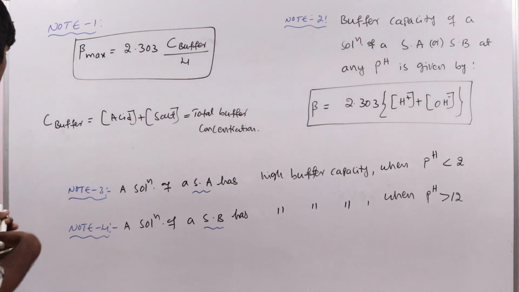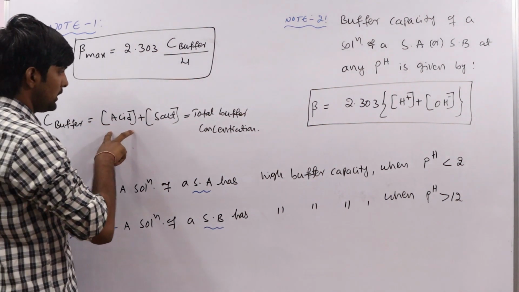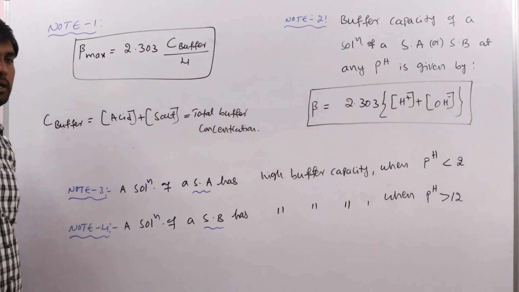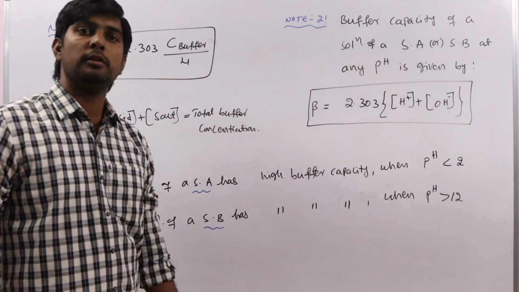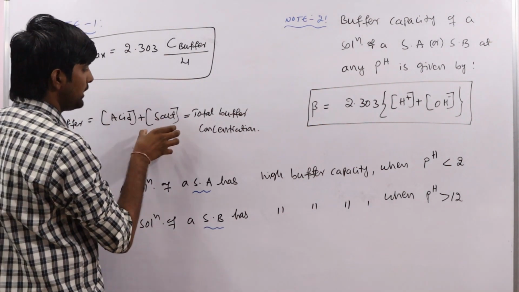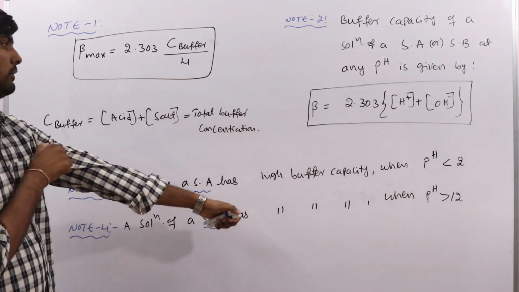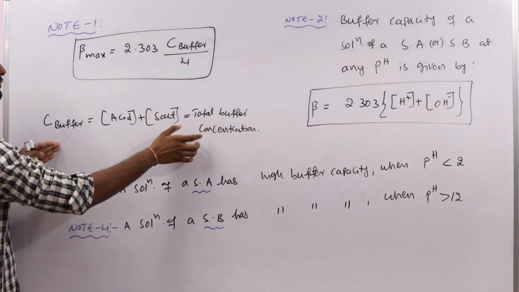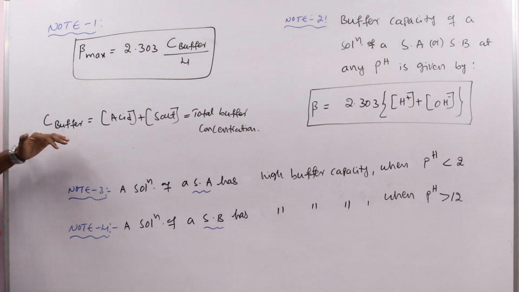What is the concentration of buffer? It is the concentration of acid plus salt, that is the total buffer concentration, if that is an acidic buffer. If that is a basic buffer, it is the concentration of base plus the concentration of the salt. Whatever it may be, the C buffer is the total buffer concentration. Clear?